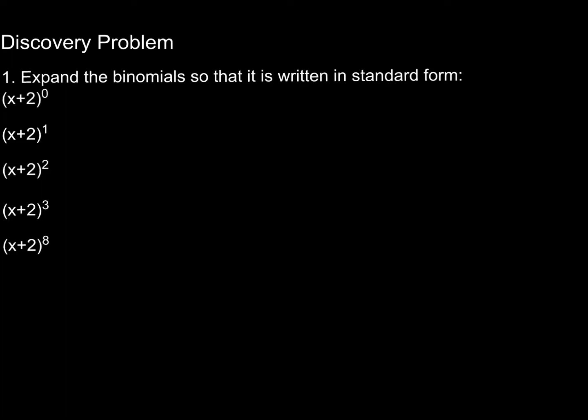Now, here's a little piece of new notation, but we've seen it over and over again. The term binomial, bi meaning two, nomial meaning number, and so a binomial is something that has two terms. x plus 2 is a binomial. x plus 2 to the first power is a binomial to the first power. x plus 2 to the second power is x plus 2 squared, so x plus 2 times x plus 2, and each of these are considered a binomial.